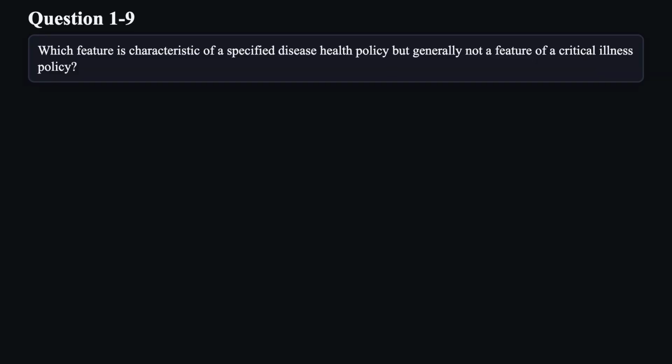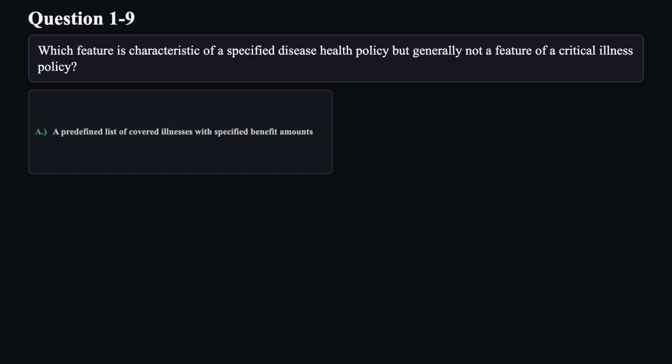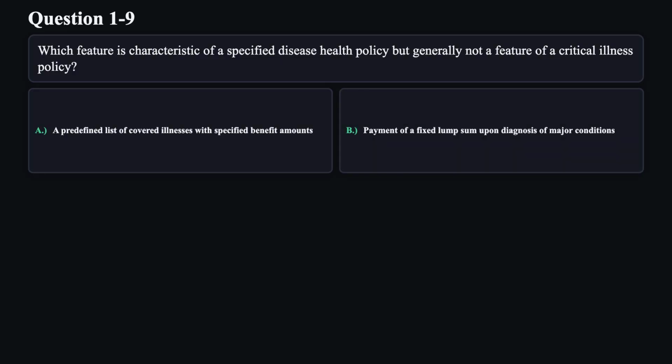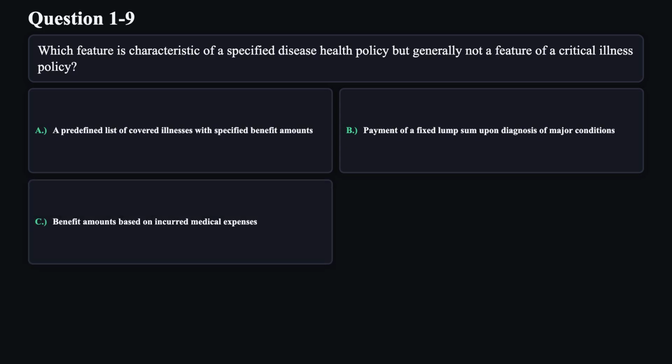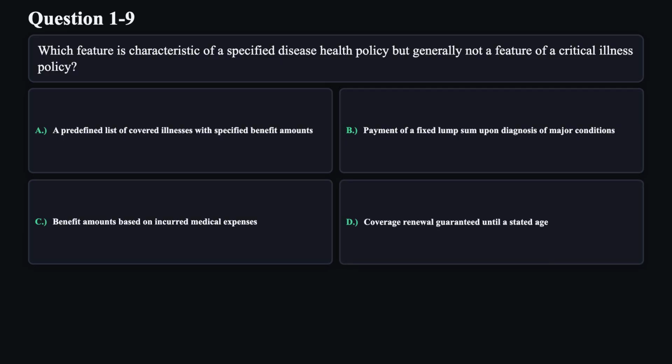Question 9. Which feature is characteristic of a specified disease health policy but generally not a feature of a critical illness policy? A. A predefined list of covered illnesses with specified benefit amounts. B. Payment of a fixed lump sum upon diagnosis of major conditions. C. Benefit amounts based on incurred medical expenses. D. Coverage renewal guaranteed until a stated age.